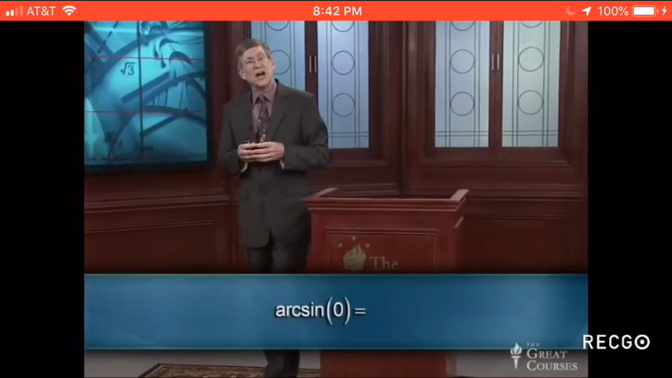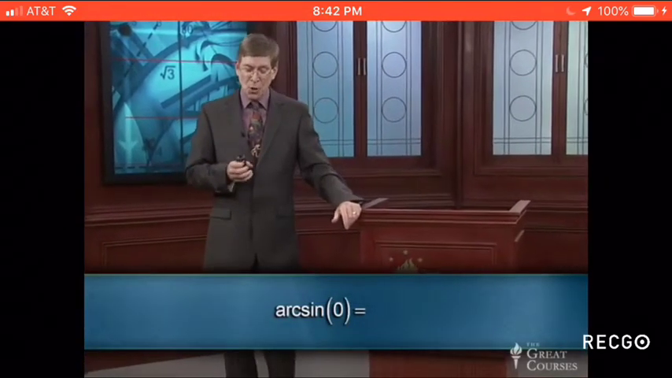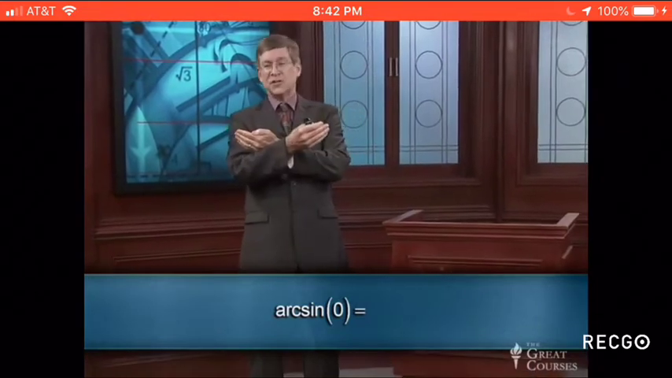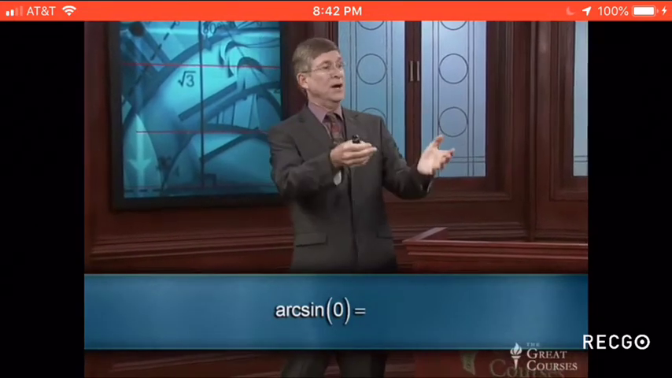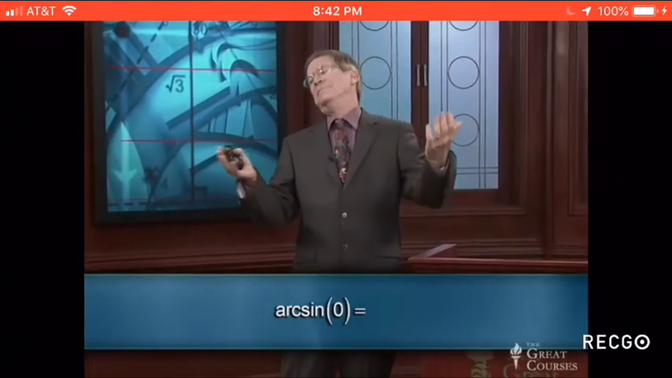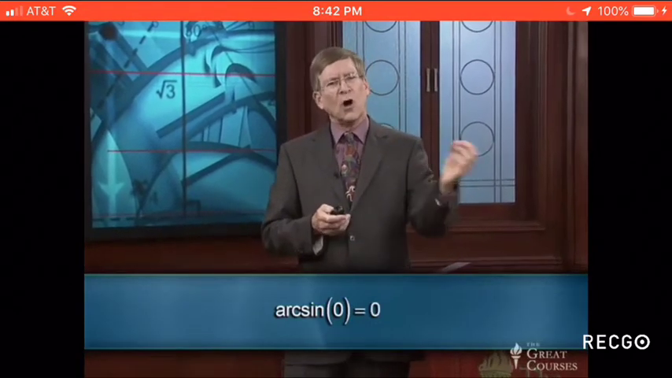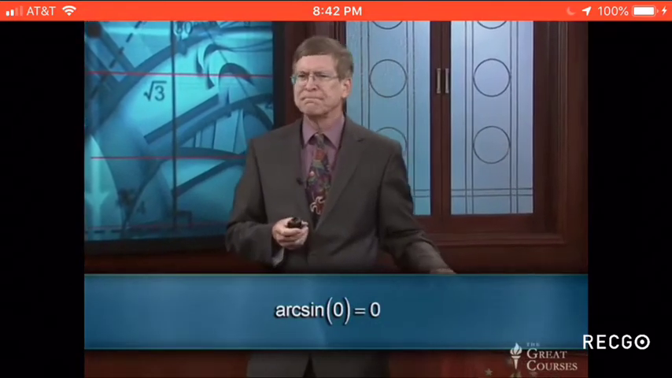Let's do some more examples. What do you think the arcsine of 0 is? Well, go back to the sine function. Sine of somebody equals 0. Sine of 0 is 0, so arcsine of 0 is 0.